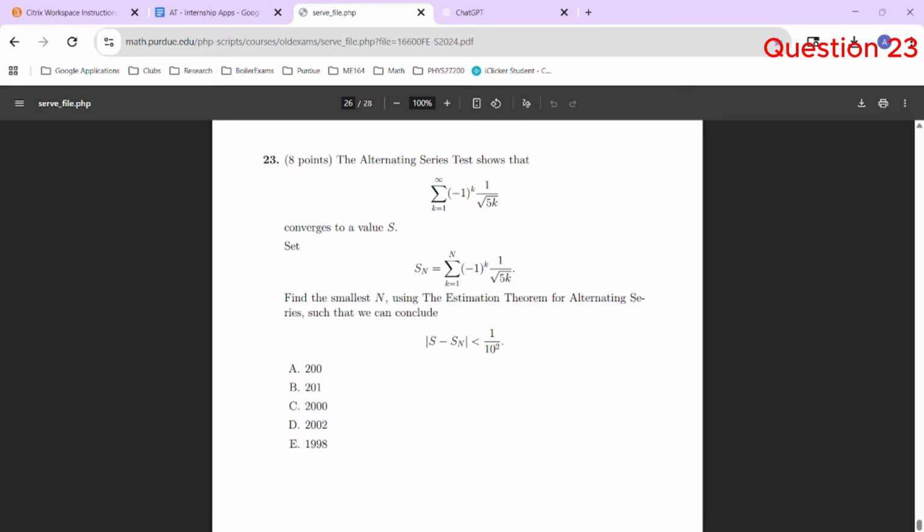The alternating series test shows that the series below converges to a finite value s. So, set the partial series, the sum from k equals 1 to capital N of negative 1 to the k times 1 over square root of 5k. Find the smallest n using the estimation theorem for alternating series such that we can conclude that the error here is less than 1 over 10 squared.